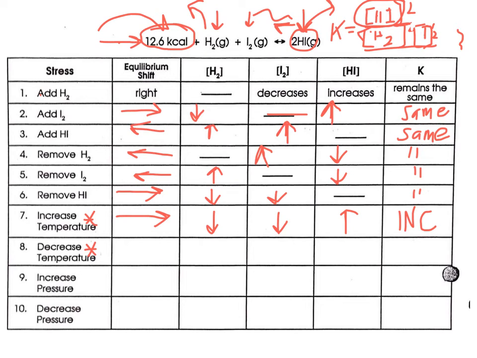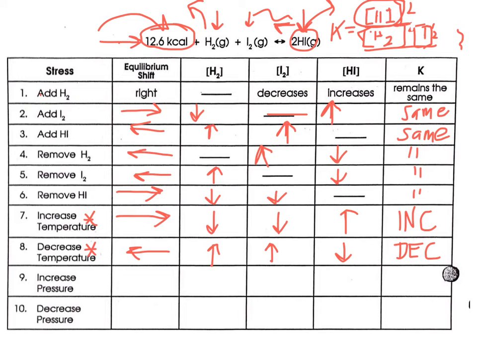Now, if I decrease the temperature, that's like removing heat. The system will shift left, H2 will go up, I2 will increase, HI will decrease, and now I've made my numerator smaller and my denominator bigger, so the value of K will decrease.